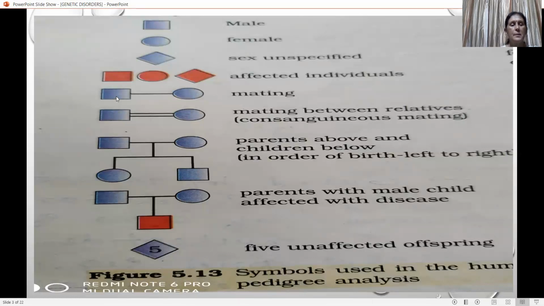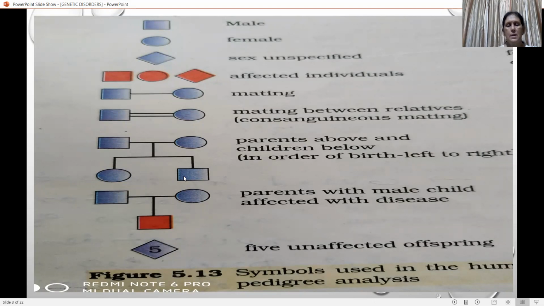When a rectangle and a circle are linked together by a line, it is called mating, or married. And when a rectangle and square are linked together, it means a consanguineous mating. Next, see how we can predict by pedigree analysis. The first type of marriage, male with normal female, produces normal children, that is, a normal daughter and a normal son.